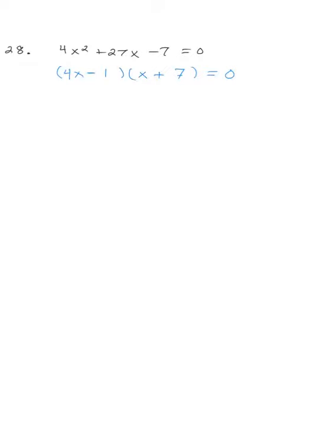I know the first and last terms work, right? 4x squared is okay because you have 4x and an x. Negative 7 is okay because I have negative 1 and positive 7. I just need to ensure that if I take my outer terms and my inner terms, it's going to balance to give me a positive 27x. The inner terms give me negative x. The outer terms give me 28x. And yes, the sum of those two things is positive 27. I can now say that my solutions are going to be a positive 1/4 as well as negative 7.